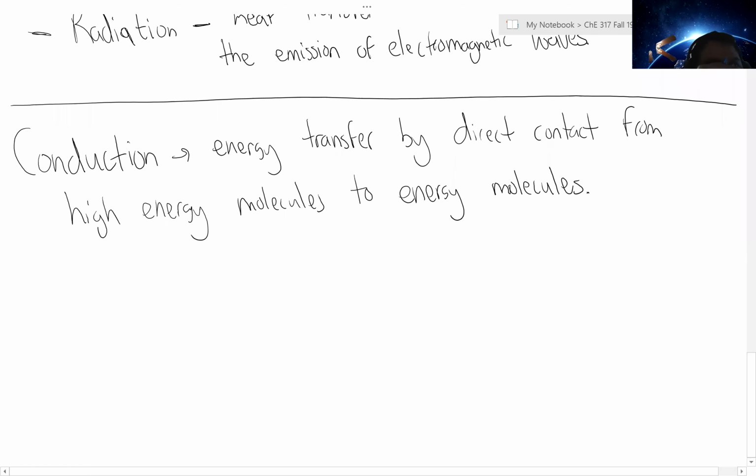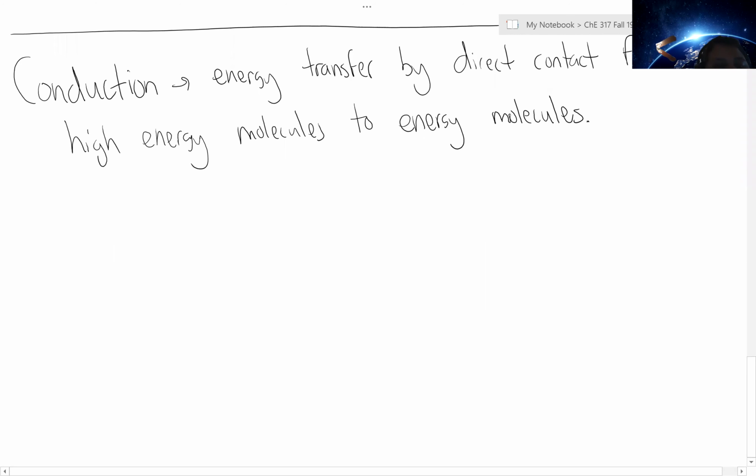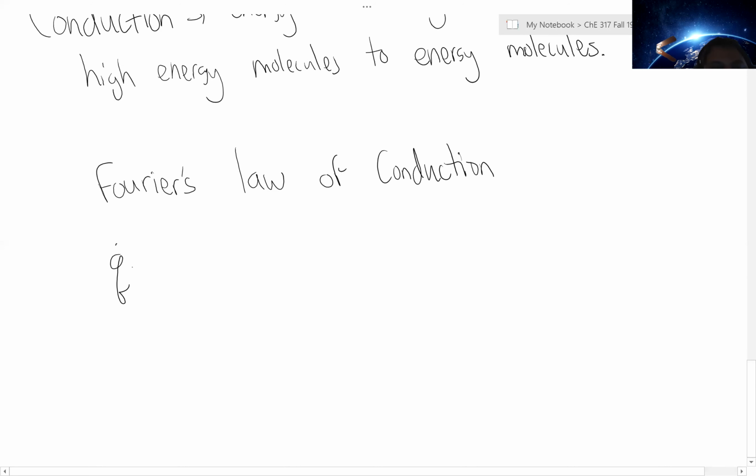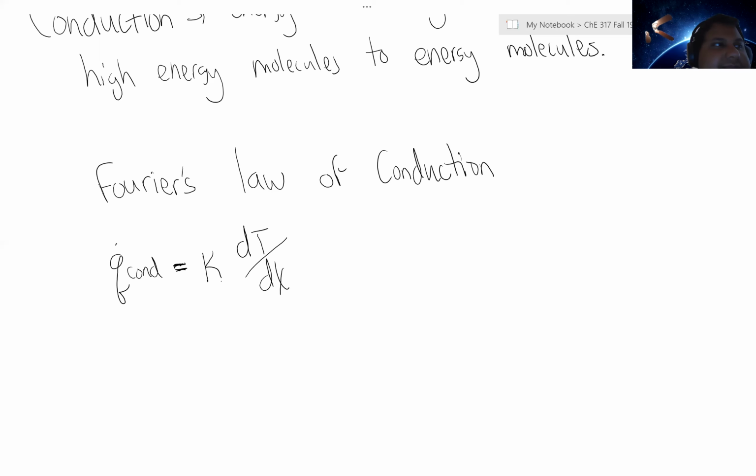Conduction is governed by what is known as Fourier's law of conduction, which states that the heat flux that exists via conductive heat transfer is a function of the temperature gradient that exists between the objects that are in direct contact and a constant that identifies the anticipated heat transfer due to the temperature gradient that exists.